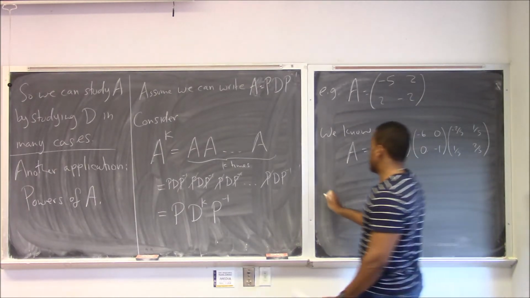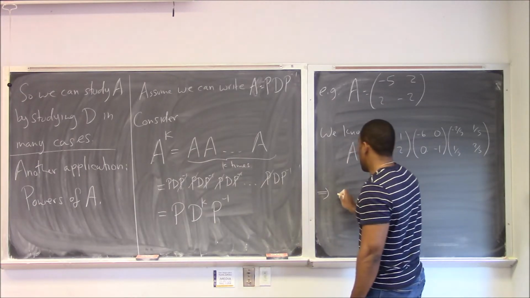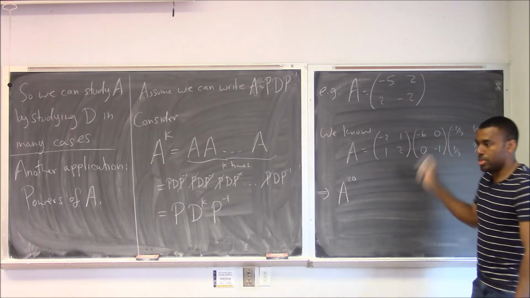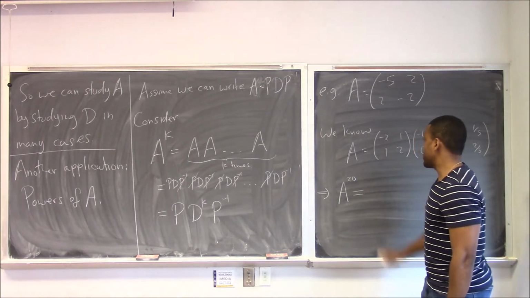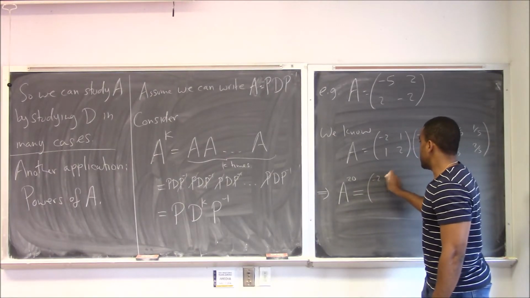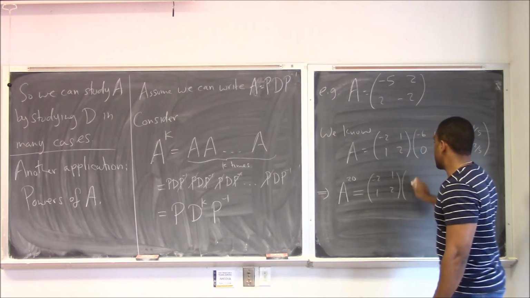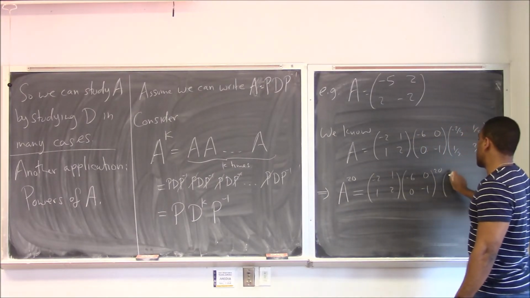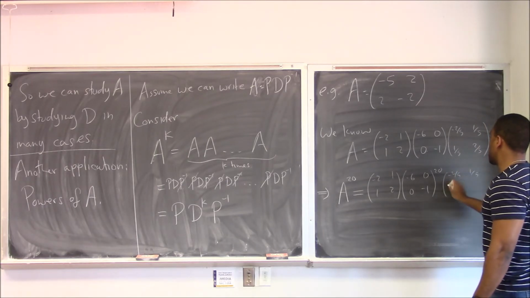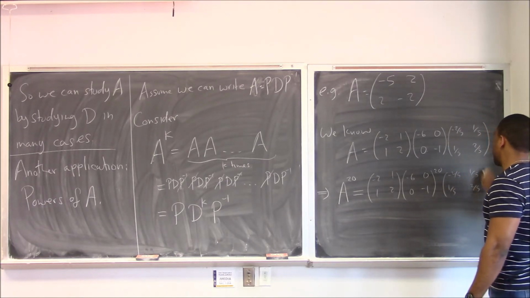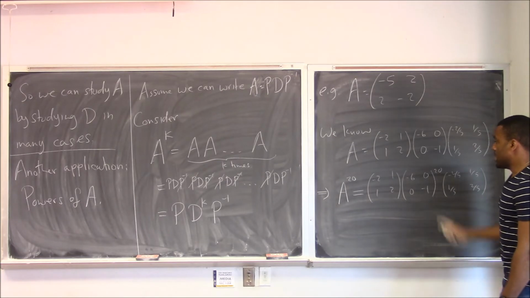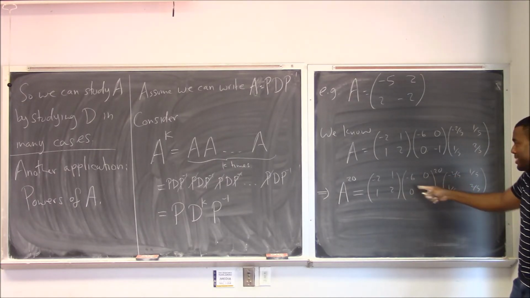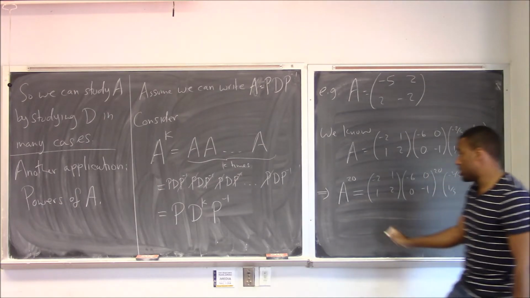Therefore, this would imply if I want to find A raised to the 20th power, I'm just calling a number, this is actually going to be equal to this times this to the 20th power. Now this guy to the 20th power, like, oh my god, now we have to raise that to the 20th power. No, that's just raising each individual term to the 20th power.